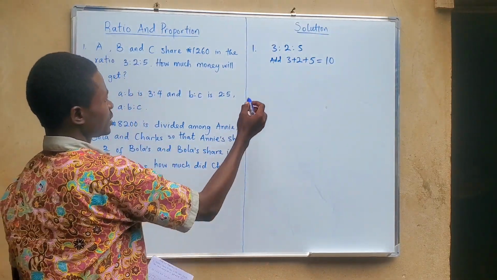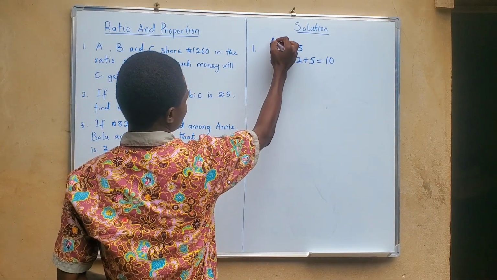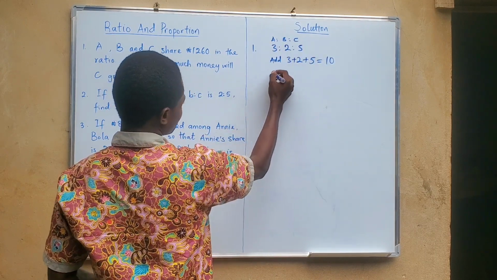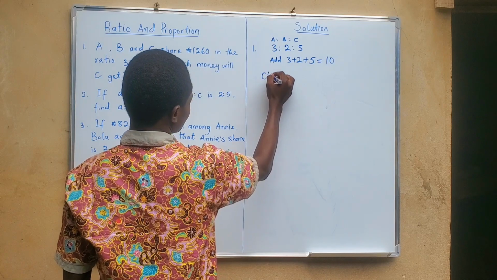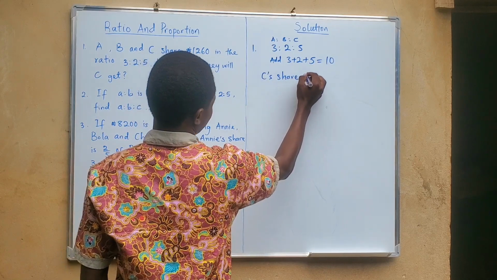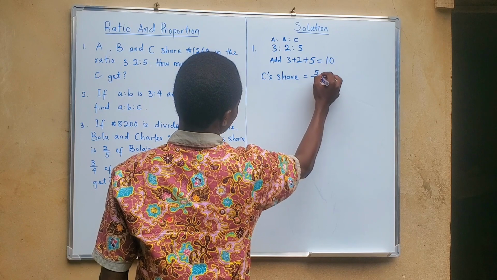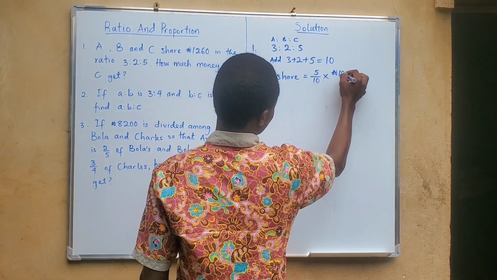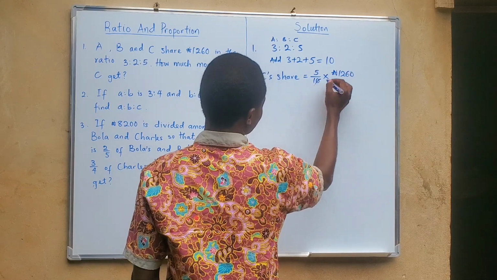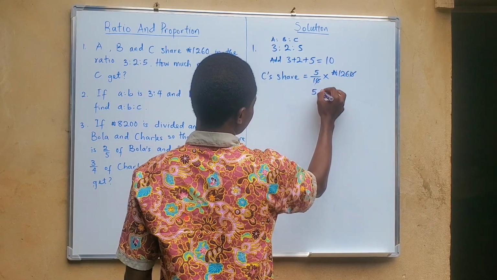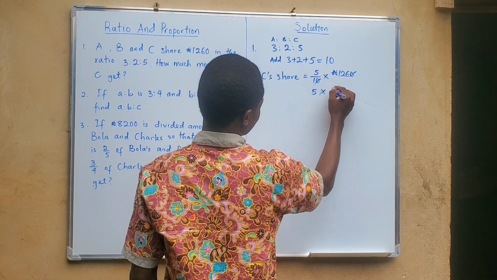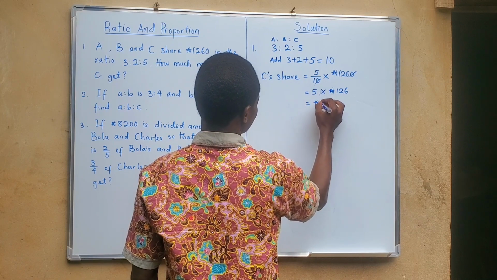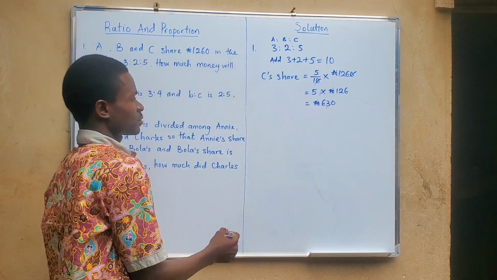So you'll notice this is for A, this is for B. A ratio B ratio C. So C will take 5 out of this 10. So C's share will be 5 over 10 multiplied by whatever amount they are sharing, 1,260. And 0 can take care of 0, and then you have 5 times 126, which will give you 630 naira. And that's that.